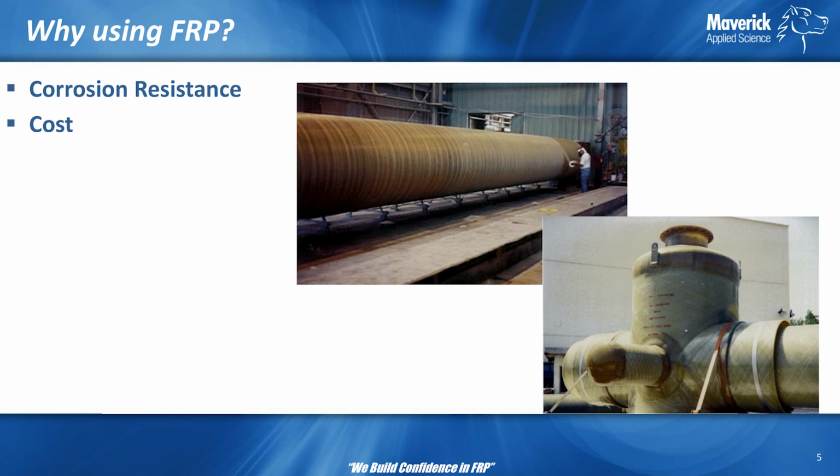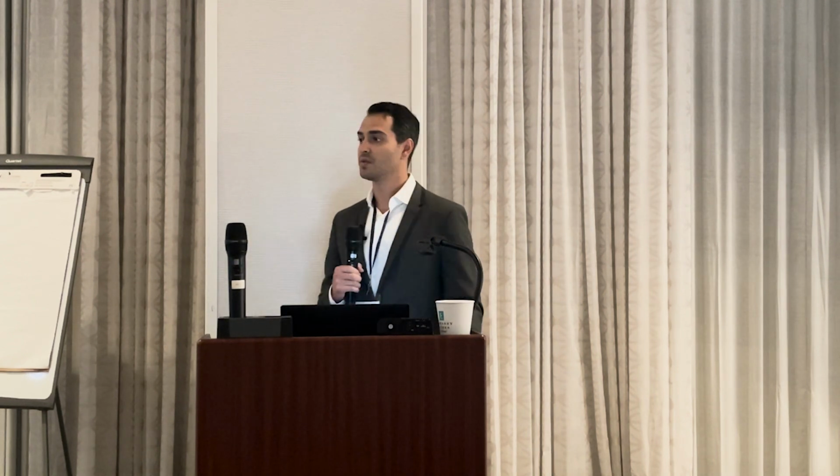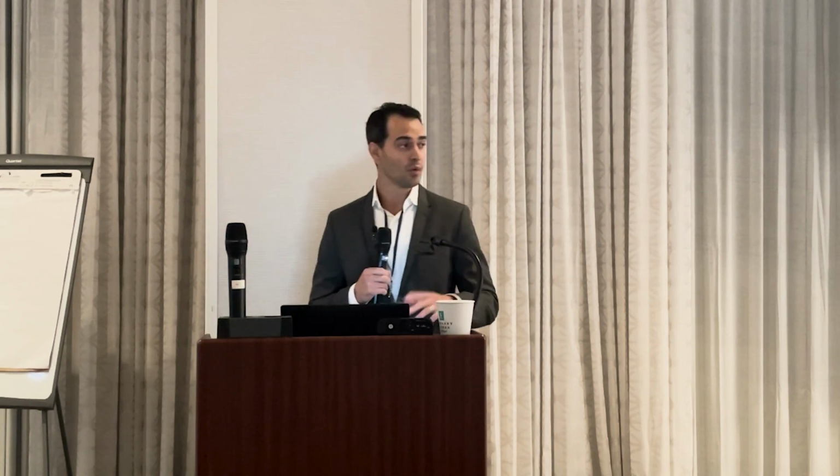You might ask yourself the same question, why use FRP in your project? Well, basically for two primary reasons. Corrosion resistance and cost. So essentially, the material selection for your pipe or tank will be dependent on the service fluid and the cost associated to your project. FRP is widely used in highly corrosive services due to its high corrosion resistance properties and lower cost compared to their metallic counterparts like special alloys.